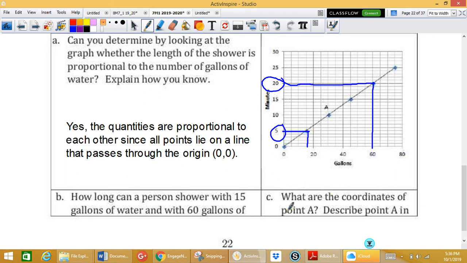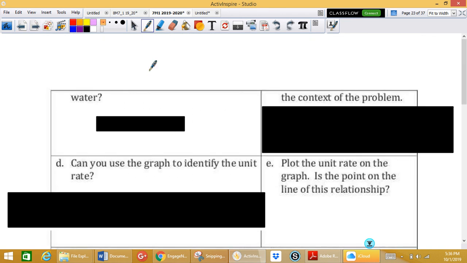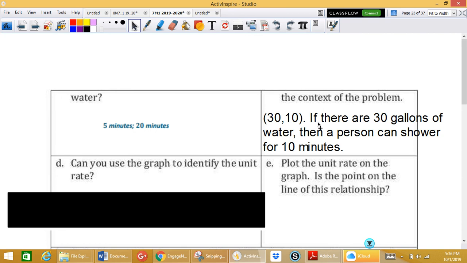What are the coordinates of point A, and describe? I'm guessing it says what they mean in the context of the problem. So point A is (30, 10). So we have 5 minutes and 20 minutes for the last question. And (30, 10) means if there are 30 gallons of water, then the person can shower for 10 minutes.